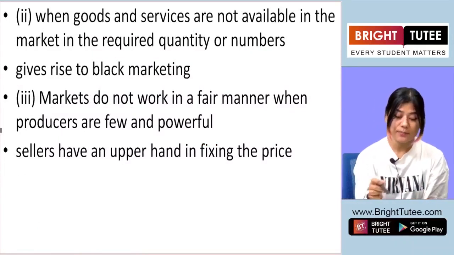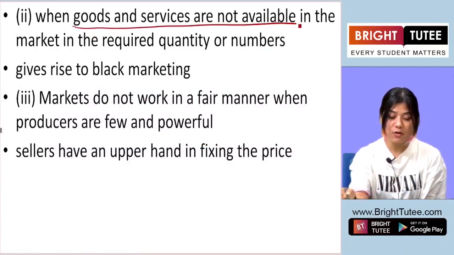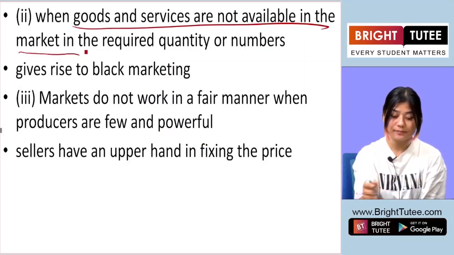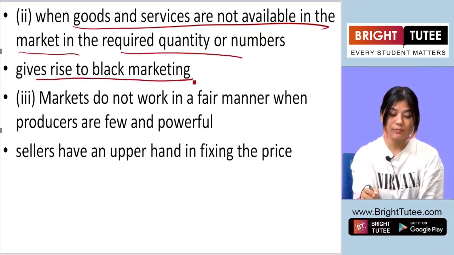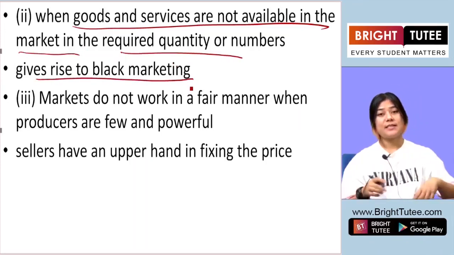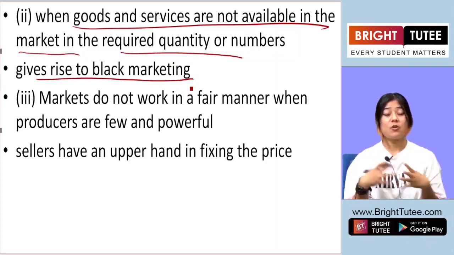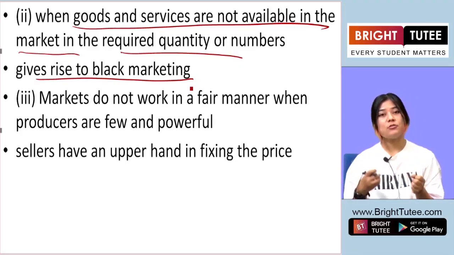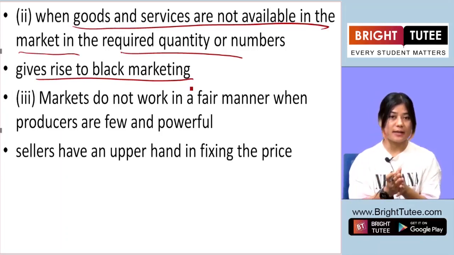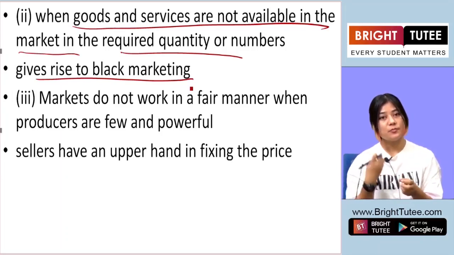The second one, when goods and services are not available in the market in the required quantity or numbers, it gives rise to black marketing. Say for example, there are certain products which are not available in the market. It is not sold as widely as it should be. Okay. For example, avocado oil. Okay, avocado oil is not sold in large numbers in the market. Okay, but people want to buy it.